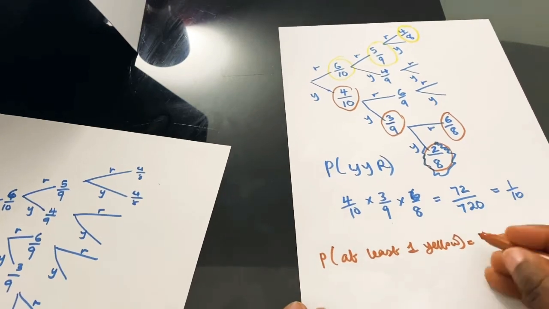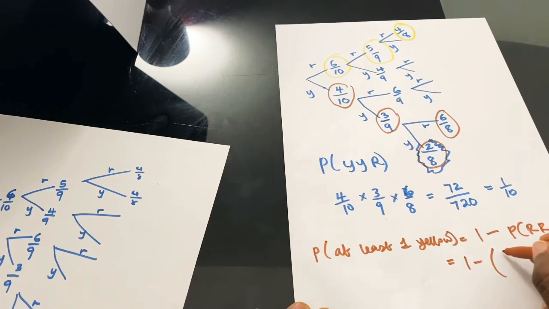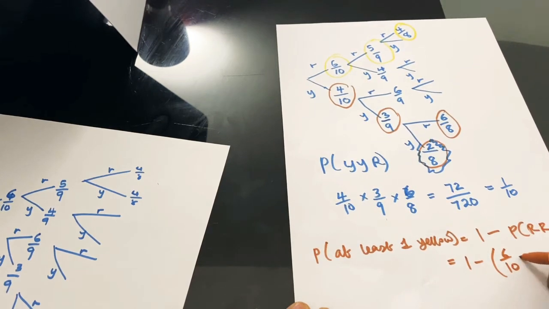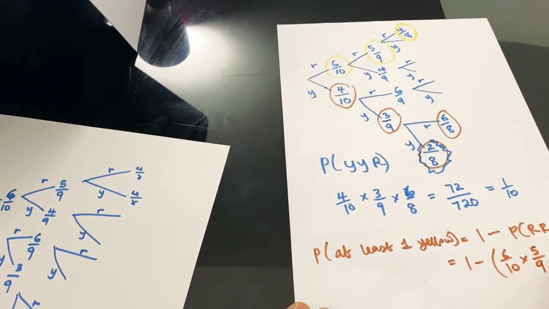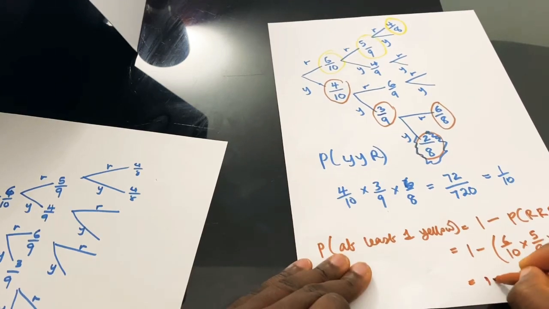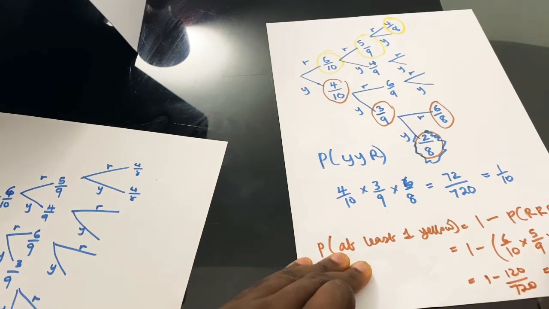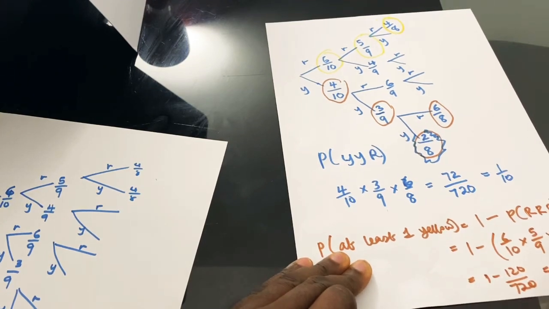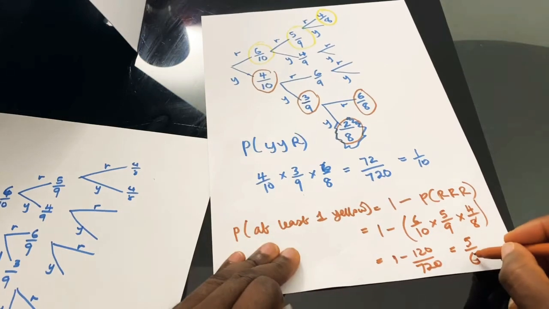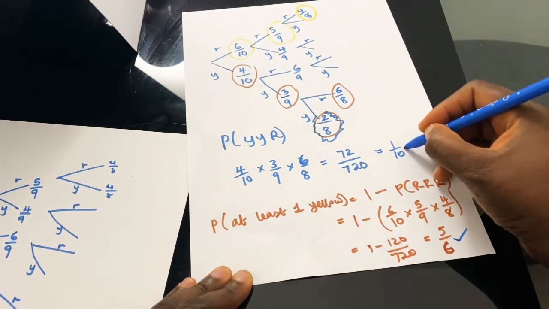Okay, and that's going to give you 1 minus 6/10 times 5/9 times 4/8. And if you did that, that would give you 1 minus 120/720, which is equal to 5/6. And that's the answer to those two problems. That's the first one and the second one.